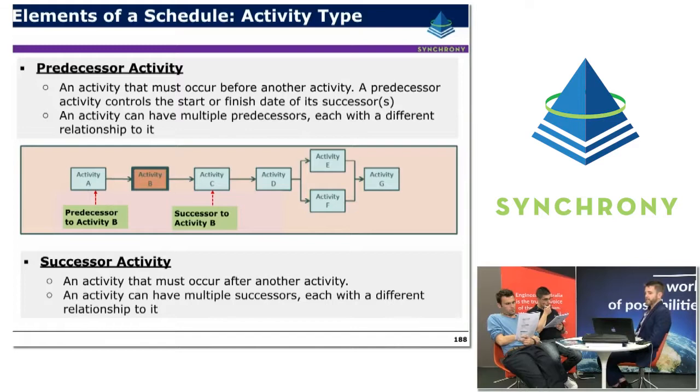So a predecessor activity is an activity that must occur before another activity. A predecessor activity occurs at the start or finish of its successor. An activity can have multiple predecessors, each with a different relationship to it. So activity A, for example, is the predecessor to activity B, and activity C, for example, is the successor to activity B. So the successor being an activity that must occur after another activity. An activity can have multiple successors as well, each with a different relationship to it.